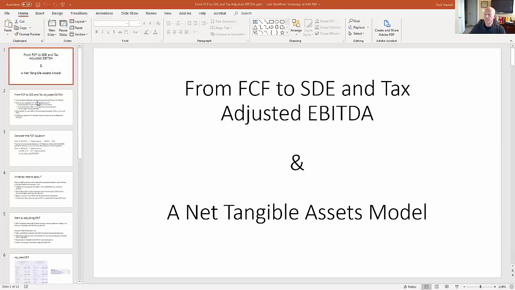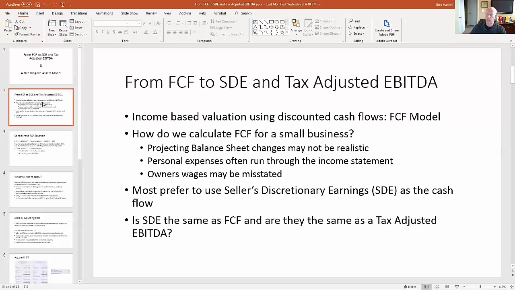So as we look at this, we're going to obviously go from FCF to SDE, just like I said. We're going to look at a net tangible assets model, which again is really just a takeoff on the blue sky multiple model, but it lets us bring into the valuation of a firm not only the valuation as a function of its cash flow or market comps, but also the net tangible asset value of any high valued inventory or valuable non-depreciating real estate. So we'll look at that. First, let's talk about going from free cash flow to seller's discretionary earnings.